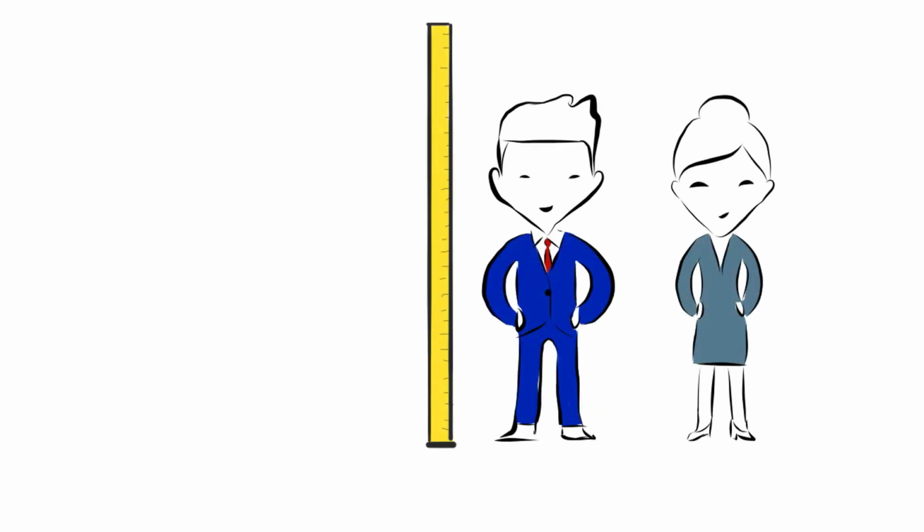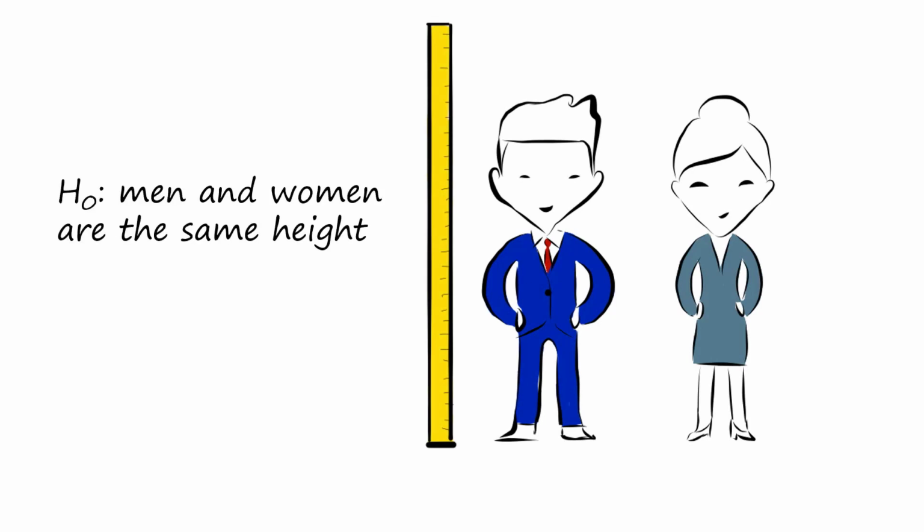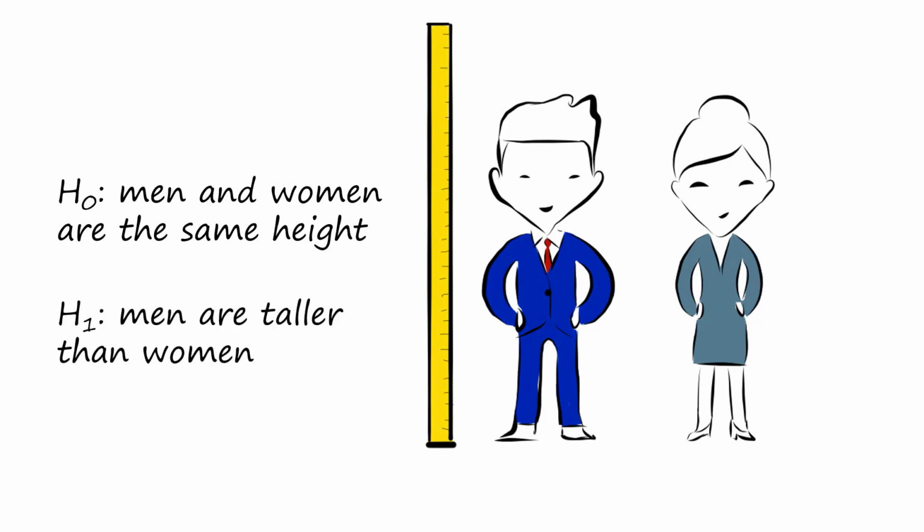The example we're going to use today is a study looking at the difference in height between men and women. Our null hypothesis is that men and women are the same height. That is, there is no difference. Our alternative hypothesis is that men are taller than women. Our study has 200 adults, 100 men and 100 women. We've measured and recorded the height of all our study participants.